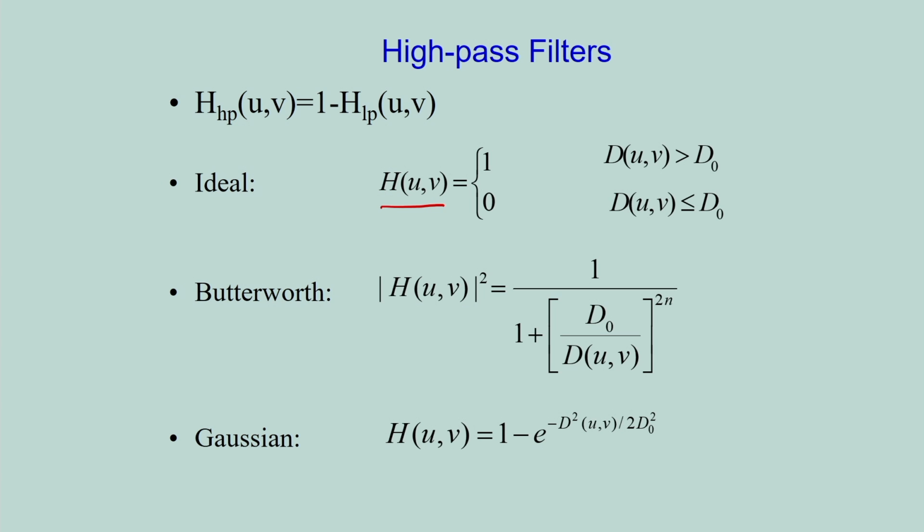The filter function is H(u,v) and it is equal to 1 corresponding to D(u,v) greater than D naught. D naught is the cutoff frequency, that is a positive constant, and it is equal to 0 if this condition is not satisfied. For the Butterworth filter also I have to consider the parameter. The parameter is the order of the filter. The order of the filter is n. And the Gaussian transfer function for the high pass filter is H(u,v). You can see this expression. So this is a Gaussian high pass filter.